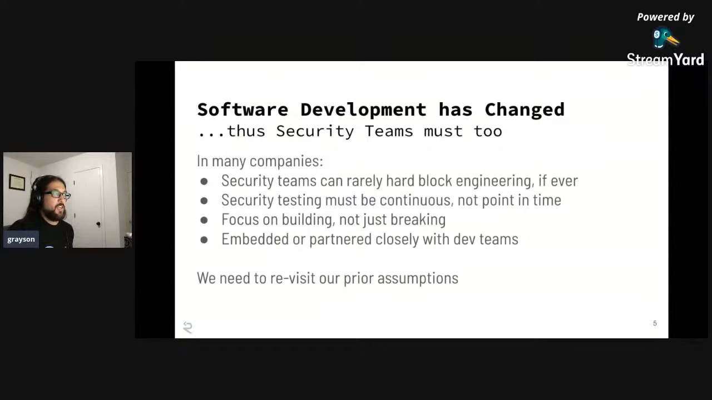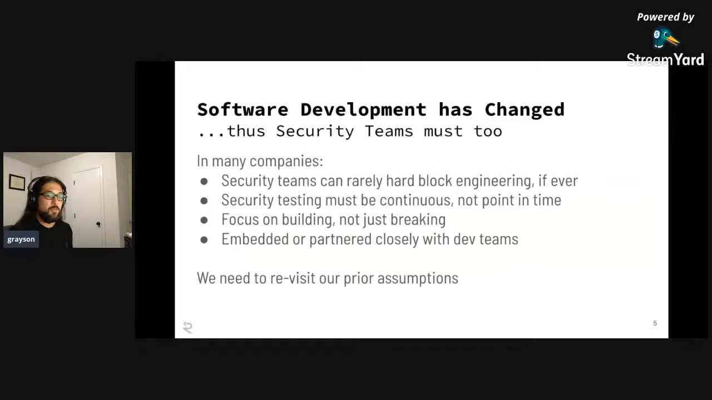So getting started, why bug finding isn't the answer. In the past 10 years, software development has changed. At least it definitely has since I graduated from undergrad almost a decade ago. Security teams have to shift alongside them. And the reason for this is that security teams rarely have the ability to hard block engineering. Usually it's the other way around. Engineering is going fast, they've got to deliver, they're the ones providing business value. And so for security teams, it's really hard to say no, for all the reasons that exist in an organization.